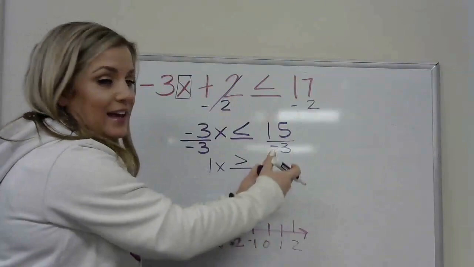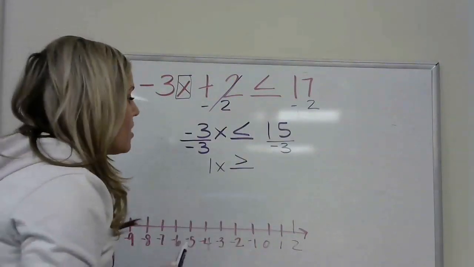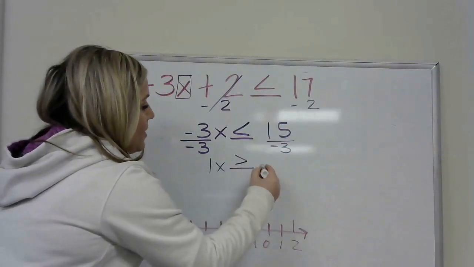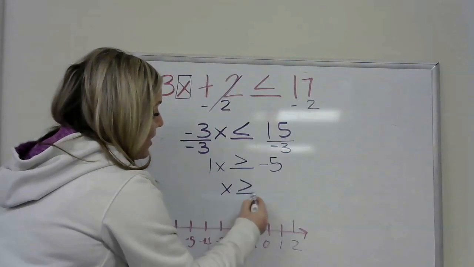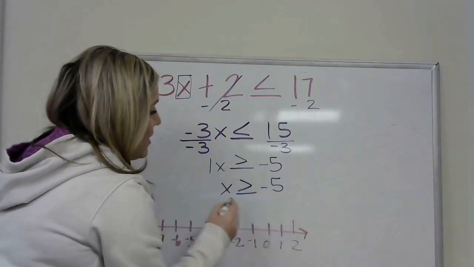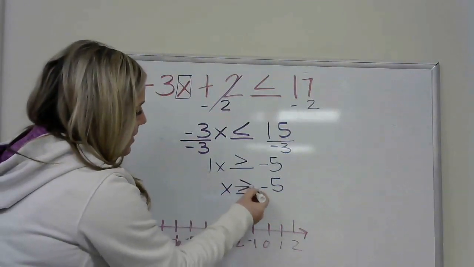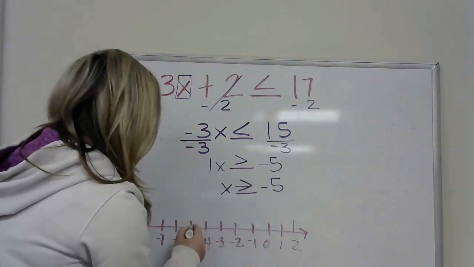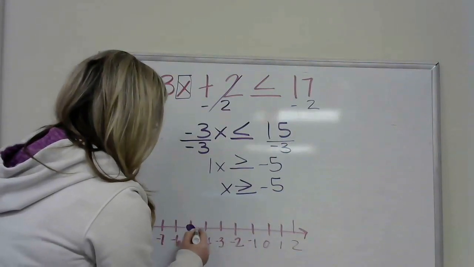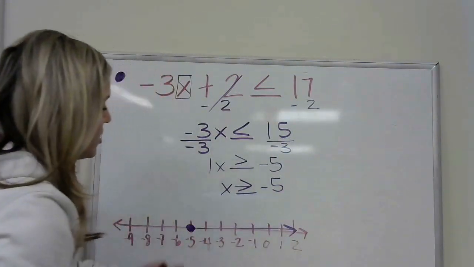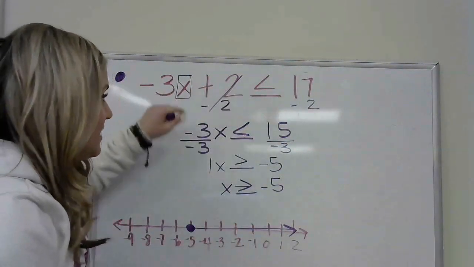Because I carried a negative over, I'm dividing by a negative, okay? All right, so 15 divided by negative 3 is negative 5. So x is greater than or equal to negative 5. Since I have my variable on the left side, my line is going to go in this direction. I'm going to color in negative 5, and my line is going to go this way. So any of these numbers forever will satisfy this.